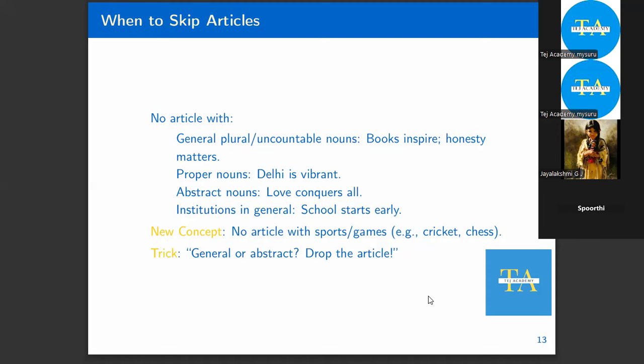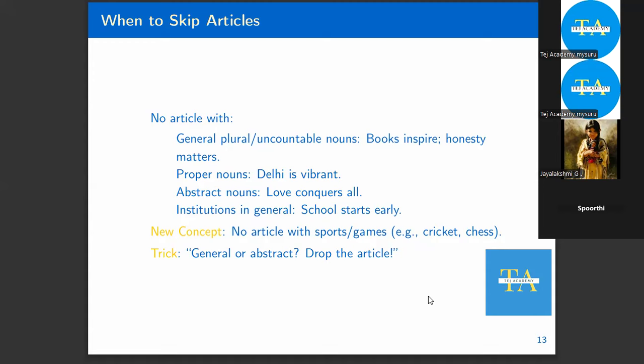And here we have one more new concept, and that is no article with sports and games. Okay, this is very cool. We say that cricket is the favorite game of the nation. So we can't say the cricket. There is no necessity of adding the or any article in front of games like cricket, chess. I can say badminton is my favorite game. I can't say the badminton. Simply, there's no necessity of it.